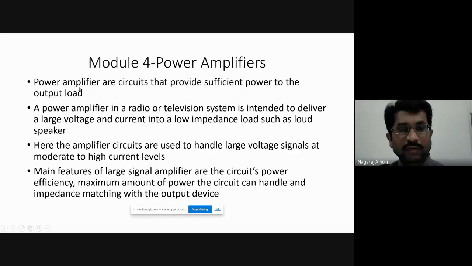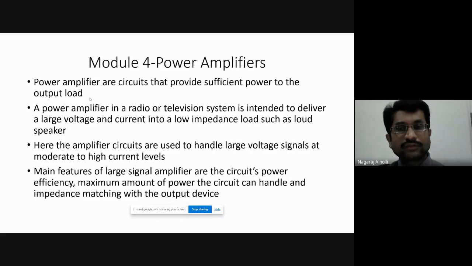Now these power amplifiers, when they are used in the radio system or television system, they provide sufficient power to the load, and the load used in the radio or television system is the loudspeaker. So they provide high power to the loudspeaker. Then these amplifier circuits are used for handling large voltage signals.